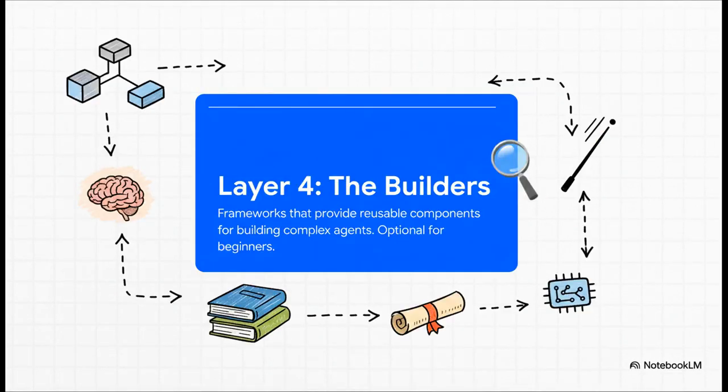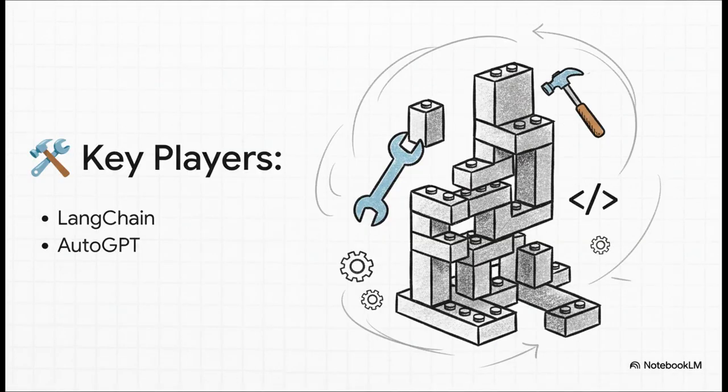And finally, for the really complex projects, we have layer 4, the builders. Now, these are coding frameworks that give you pre-built, reusable parts to put together some seriously sophisticated, custom AI agents. But I gotta say, this layer is totally optional, especially when you're just starting out. Frameworks like LangChain and AutoGPT give you this really fine-grained control to build agents that can perform multiple steps, reason, and act all on their own.